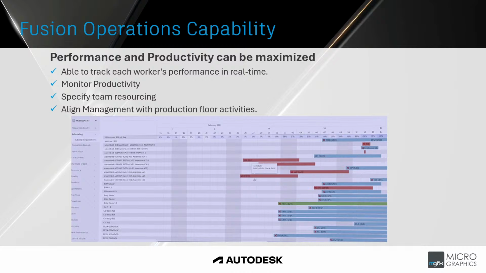Now, regarding the Fusion Operations capability when it comes to the performance and productivity of the production system, it can be maximized because you are able to track each worker's performance in real time. As you can see below, you can monitor the production, you can specify the team resources and align management with production floor activities.